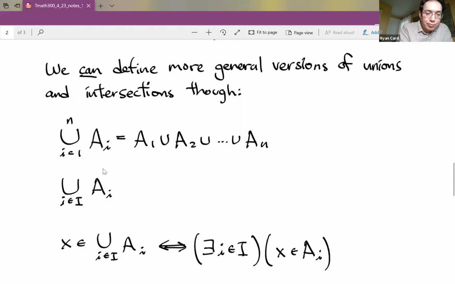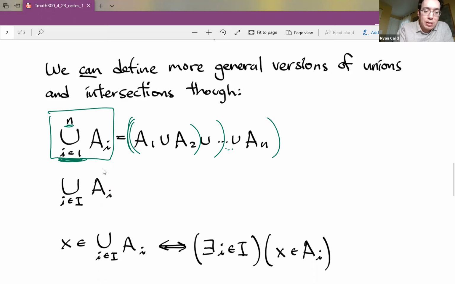So for example, if we write the big union symbol with the index starting point and ending point, maybe even if you haven't seen this, the meaning is fairly clear. That means that you take the union of A1 and A2, and once you're done, you take the union of that with A3, and so on, until you take the union of all the sets A1 through AN. So that's how you can compactly write lots of unions.